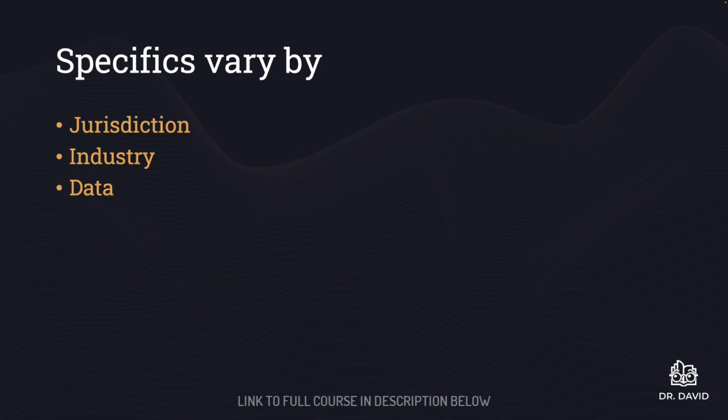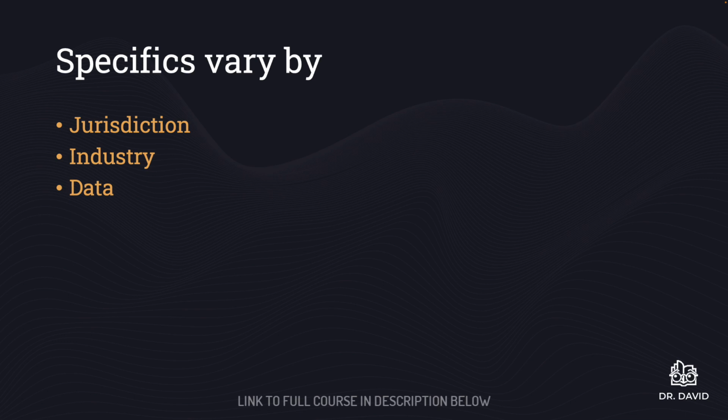The flavor of PIA that you end up using is going to vary by jurisdiction, industry, and data. And so, as we'll see later in this series on privacy assessments, the type of assessment done in the United States is a little bit different than the type done in the European Union under the GDPR. In the United States, if we're looking at the federal government, for example, we're going to be conducting a privacy impact assessment, or PIA, whereas under the GDPR in the European Union, we're going to be conducting a data protection impact assessment.